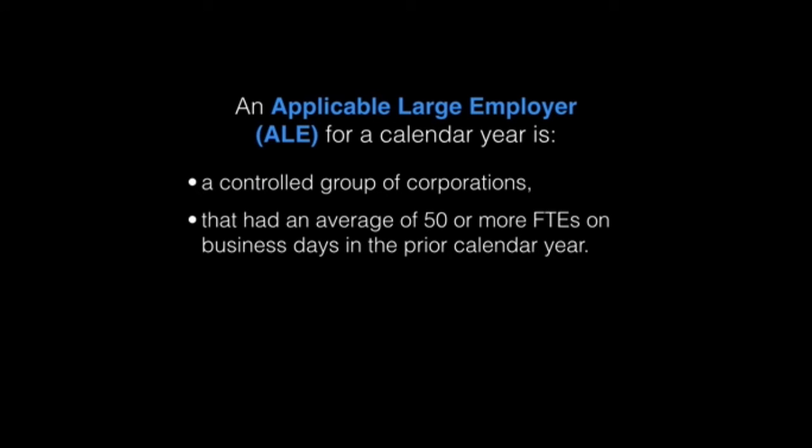Great. So now that I have my control group, that I have a sense of what it is, what comes next? Well, let's talk about some of those labels. Okay. The first label is Applicable Large Employer, or ALE. What's an ALE? Well, an ALE for a calendar year is a control group of corporations. Okay, we got just that. Yep, we just talked about those.